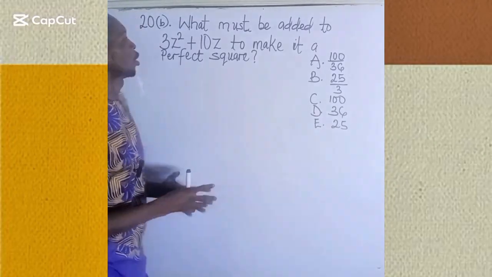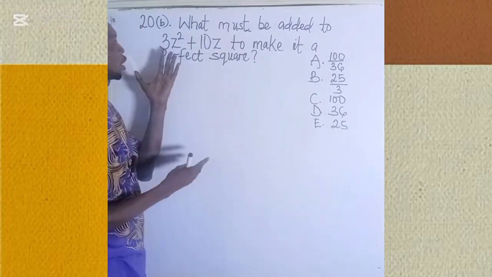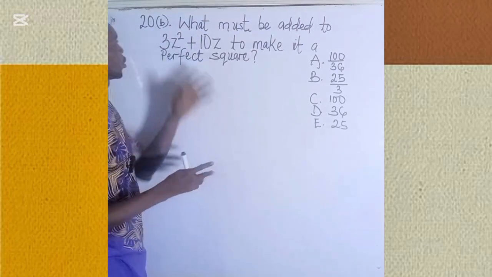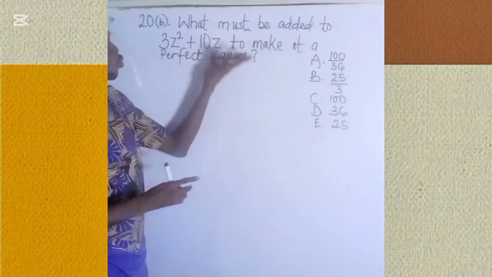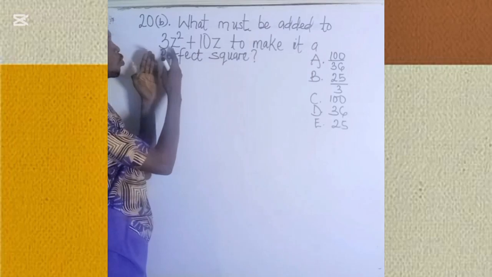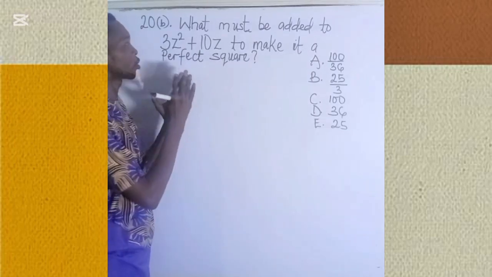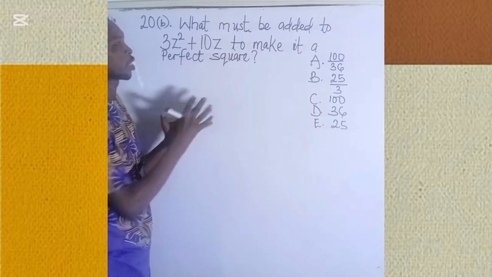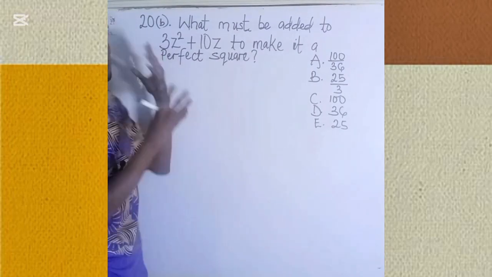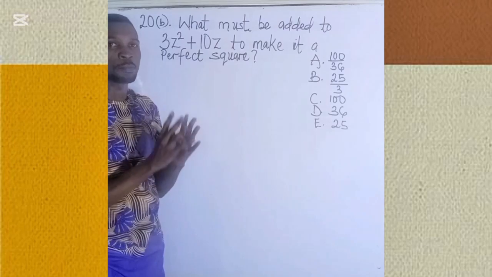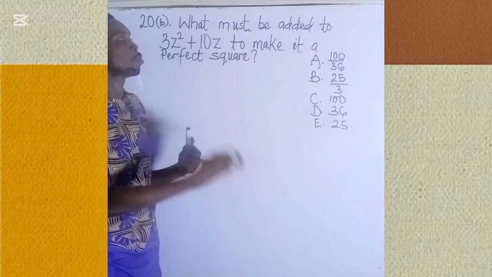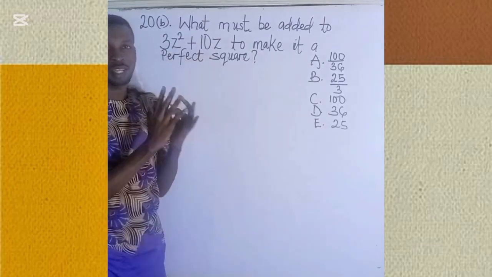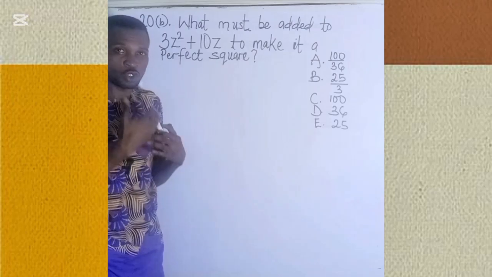Hello, everyone. We want to consider the same question 20b, another question. The question says, what must be added to 3z squared plus 10z to make it a perfect square? In the first question 20, I used a method to explain how to find a term that must be added to a quadratic expression to make it a perfect square.